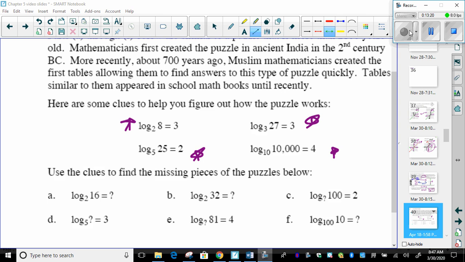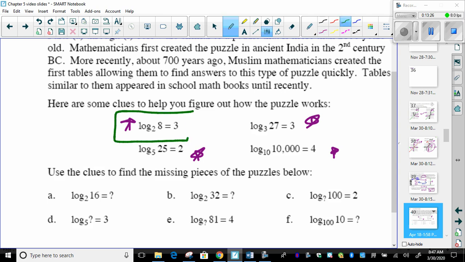So log base 2 of 8 is 3. For this statement, you know that the 3 is the exponent on the 2. This is the same thing as 2 to the 3rd equals 8. So that 3, what the log equals, is the exponent. A log equals an exponent, just plain and simple. By definition, a log is an exponent.